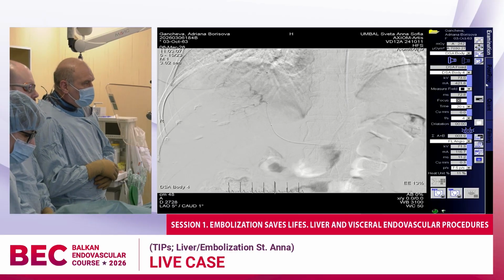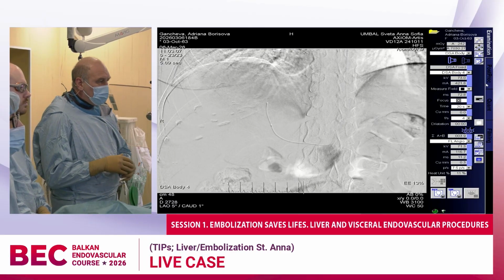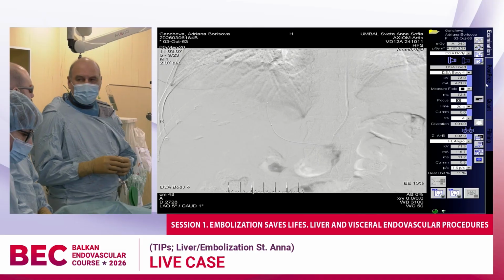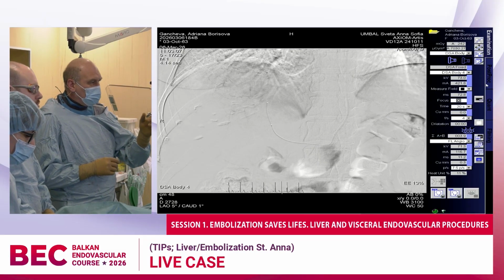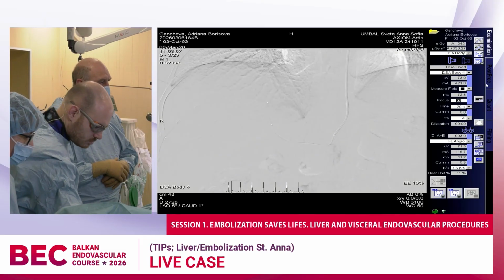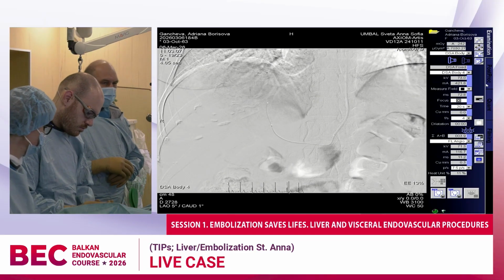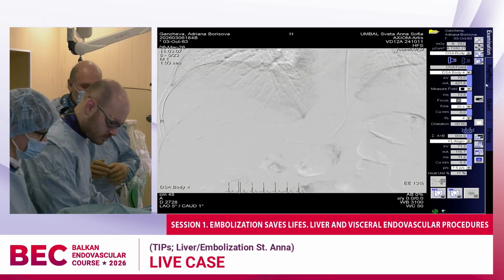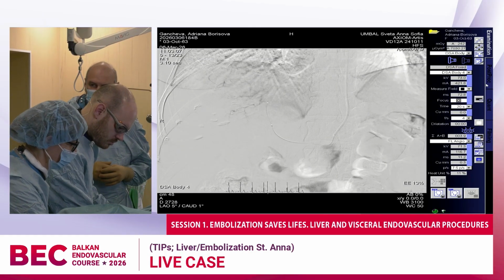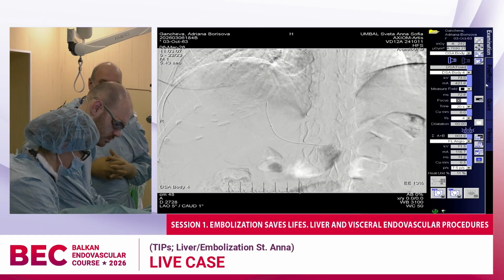Yes, it's 2.4. So now we will try to go a little bit further deep selectively, because we see there is one branch which is not supplying the tumor. So we'll try to go a little bit more selectively to go directly into the tumor feeding vessel, and then we'll start to embolize it.